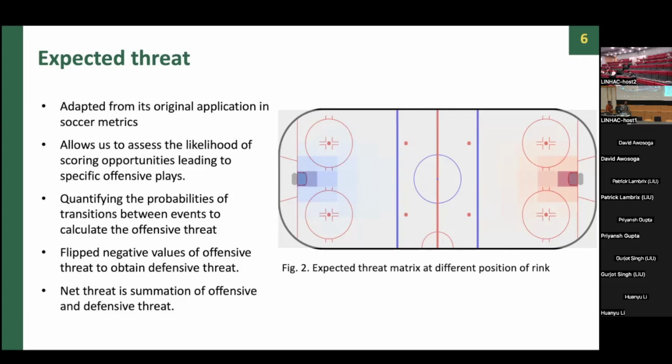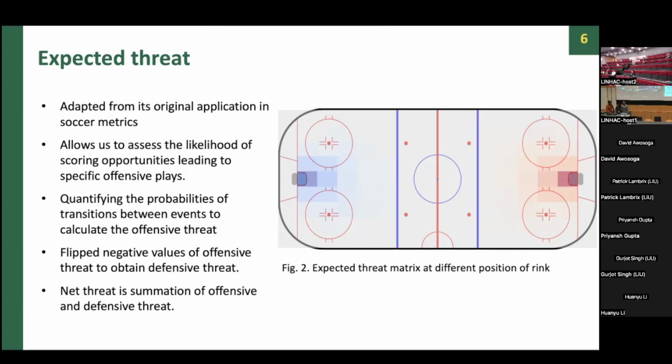How did we calculate expected threat? We have two components: offensive threat and defensive threat. To calculate the offensive threat, we quantified the probabilities of transition between events, including shot attempts and preceding movements. We also used a Markov chain analysis to include the transition matrices, and finally we get the offensive threat. The defensive threat is just flipping the matrices of the offensive threat and negating it by multiplying with minus one.